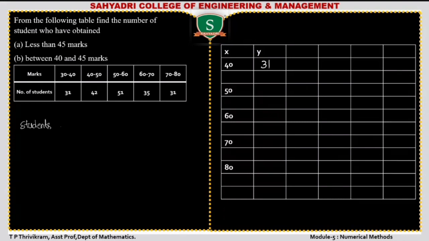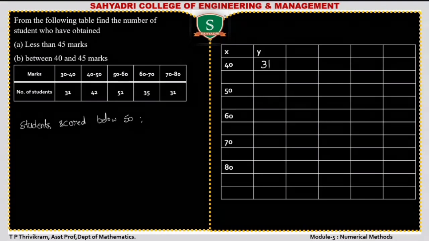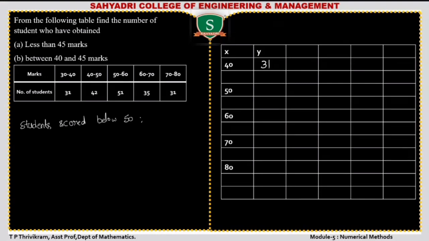Next, if I want below 50, so what I need to do? Students scored below 50. How can I get? Here, excluding this, this also will come. Correct. Below 50, I'm saying. Below 50 means 31 plus 42, which is nothing but 73. So here you'll get the data as 73.